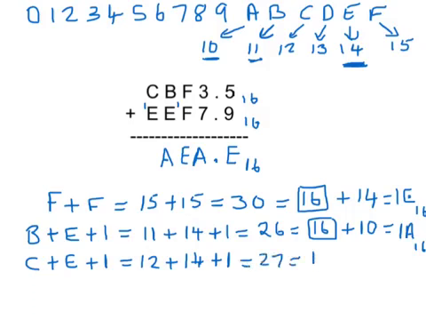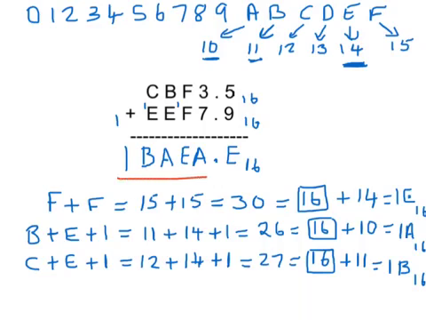And 27 is 16 plus 11. 11 as a hexadecimal number is B, so it's equal to 1B base 16. So what we do again, going back to addition, we write down B and we carry 1. And then this one just appears here. So the answer to this problem here is 1BAEA.E in base 16.